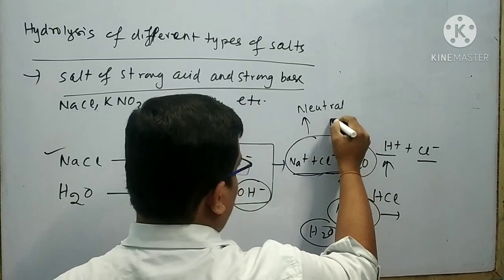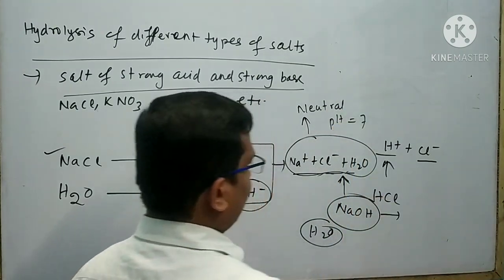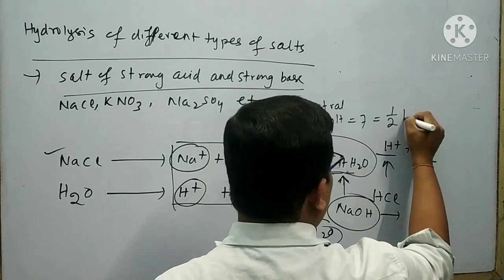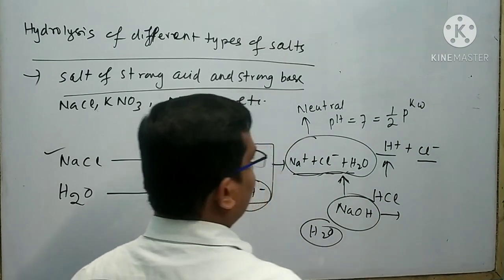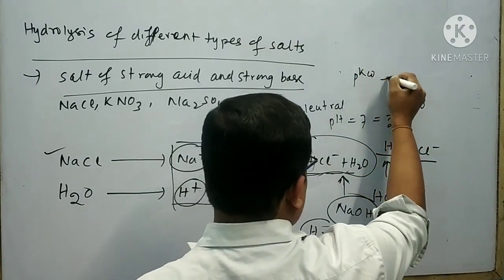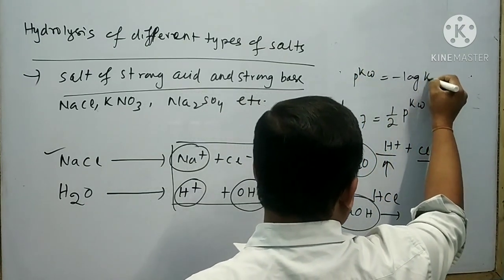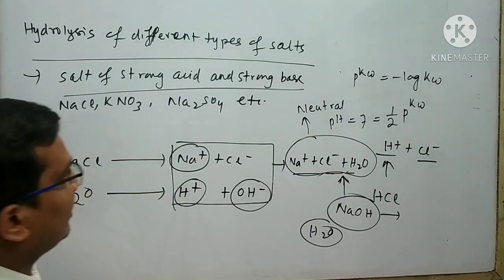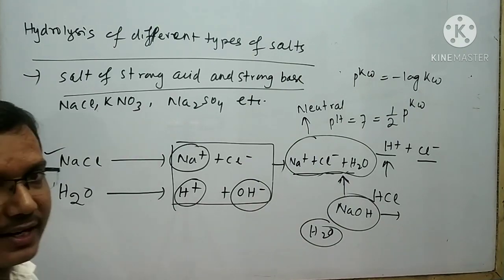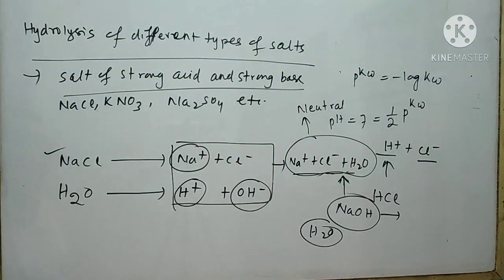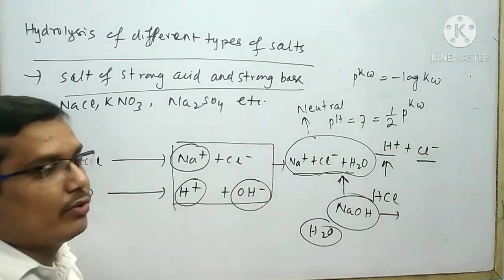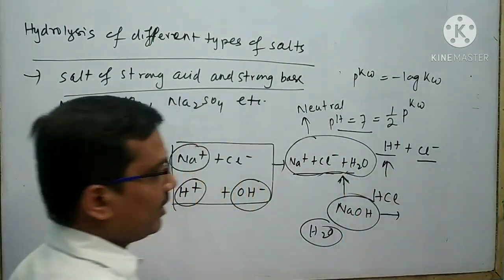And the pH of the solution is 7. That means here I can write pH equal to 7, which is equal to 1 by 2 pKw. Here pKw is equal to minus log of Kw. This is the hydrolysis of salt of strong acid and strong base. Finally, we conclude that when a salt of strong acid and strong base undergoes hydrolysis, a neutral solution is formed whose pH is equal to 7.